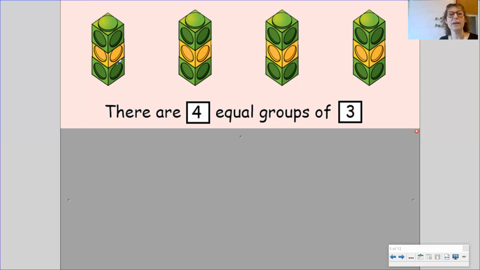Right, so here we have got 1, 2, 3, 4 groups and each of those groups has got 3 in. So we have got 3, add 3, add 3, and add this 3 here as well. Okay. Now, my counting in 3s is not fantastic, so I'm going to go 3, 4, 5, 6, 7, 8, 9, 10, 11, 12. But if you can count in 3s, you can do 4 lots, 3, 6, 9, 12. You don't have to be able to do that. You can just count along.